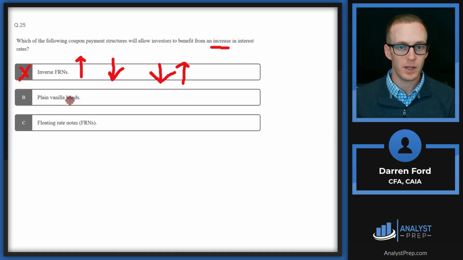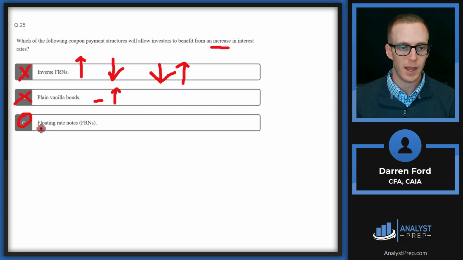Is it B, plain vanilla bonds? Plain vanilla bonds will also not benefit because their rate is going to be fixed. So when the interest rate goes up, their coupon is going to stay the same. And since the coupon is going to stay the same, that's going to lead to price losses. So the value of the bond is going to go down. So that leaves us with C, which will be our answer.